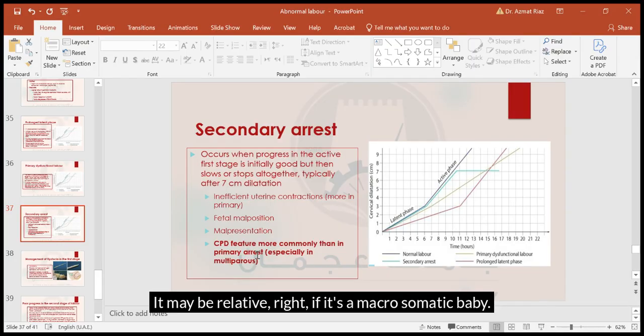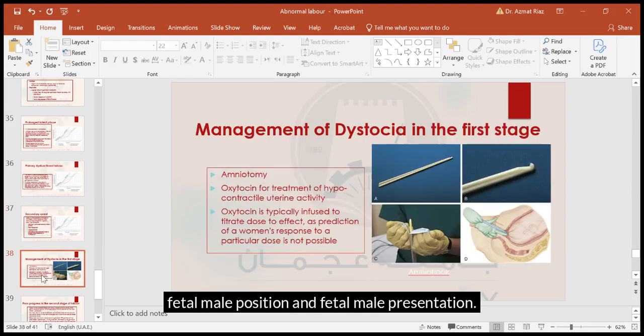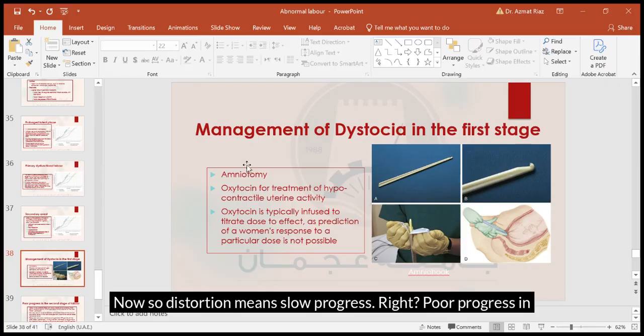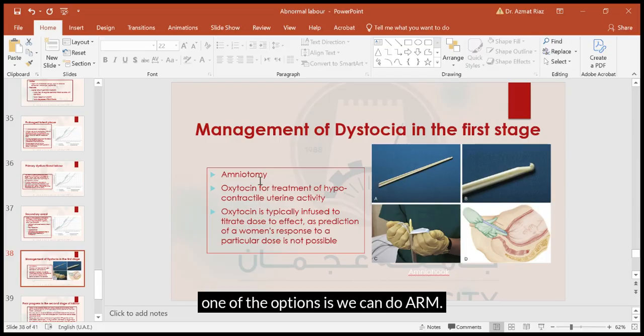It may be relative, right, if it's a macrosomic baby. But we always rule out fetal malposition and fetal malpresentation. Now, dystocia means poor progress in the first stage. If it is slow, then one of the options is we can do ARM. It is also called amniotomy. After amniotomy, we can start oxytocin.